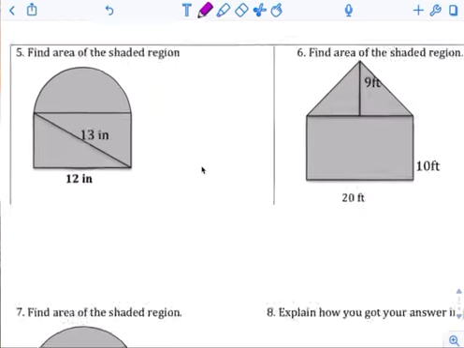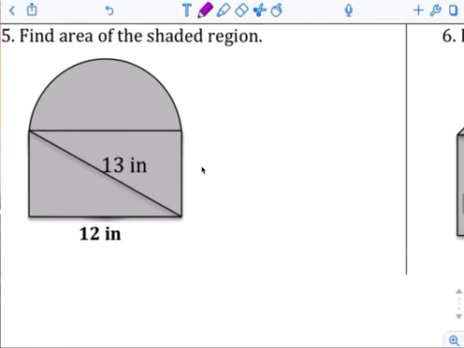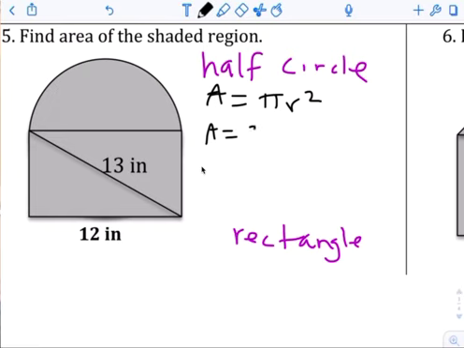Okay, find the area of the shaded region. All right, you got half a circle. The other shape is a rectangle. Let's start out with half a circle. Half a circle area is pi r squared. Area is 3.14 times radius.